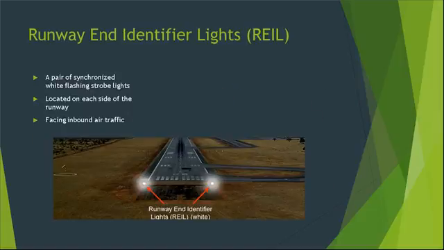Runway edge identifying lights, also known as REILs, are a pair of synchronized white flashing strobe lights located on each side of the runway, and they face the inbound air traffic.